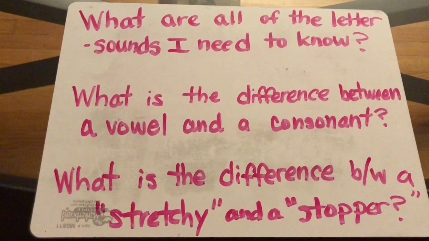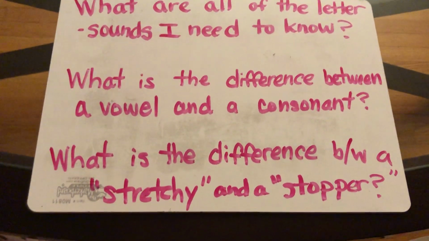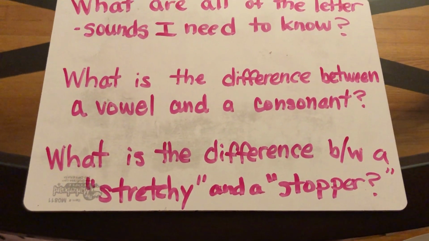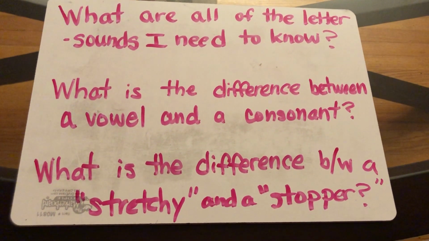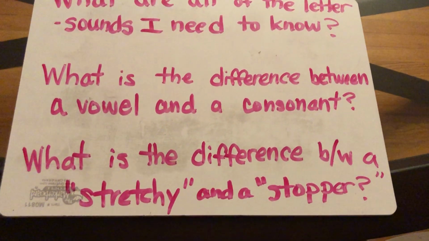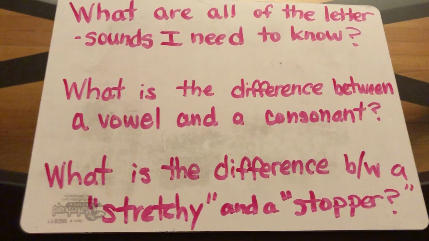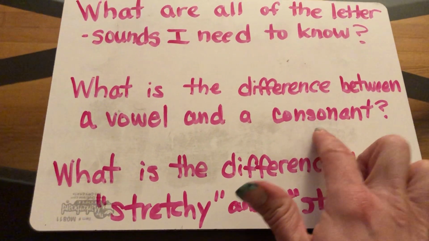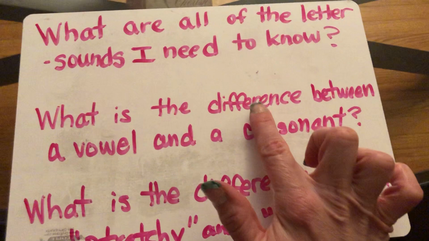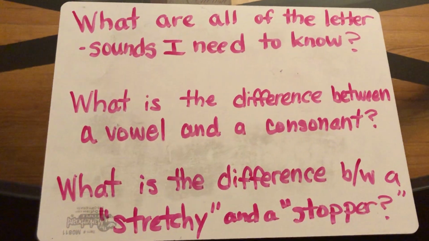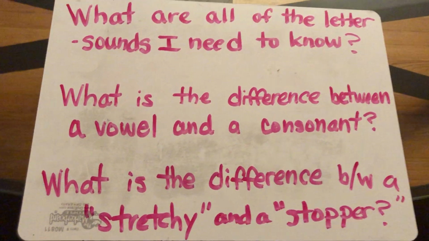Some of you are probably thinking, oh, I think I know this, easy peasy, right? But the difference actually has to do more with the sounds instead of the letters. All of you probably know by now that the vowels are A, E, I, O, U, and sometimes Y. And the consonants are all of the other letters of the alphabet. But that's not really what the big difference is between them. The difference has to do with the sounds that the vowels and the consonants represent, which I'll talk to you about in one moment.